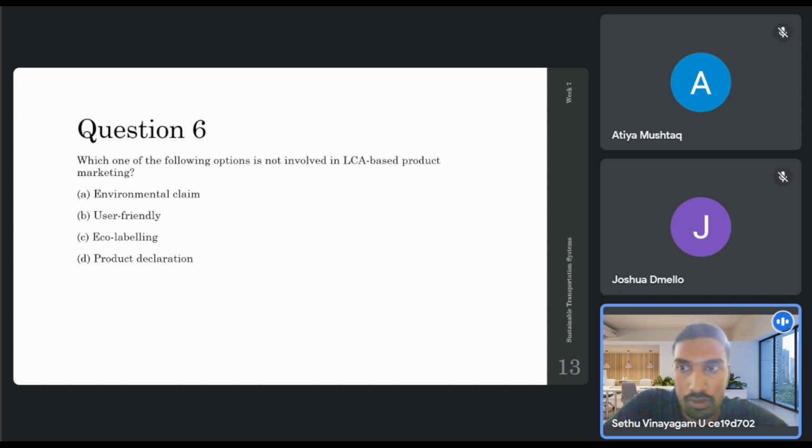We have one vote for option B, user friendly. Any other answer?